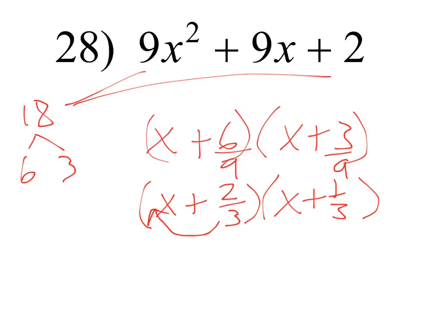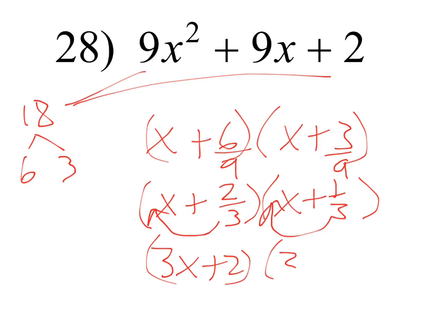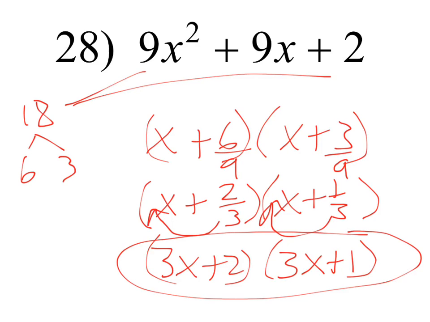After you reduce it, then you can move the 3's out front, and you'll get 3x plus 2, and then you'll get 3x plus 1. And that'll give you the answer to 28.